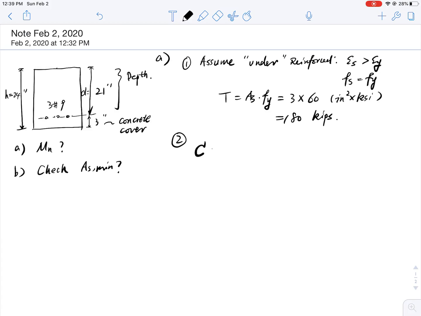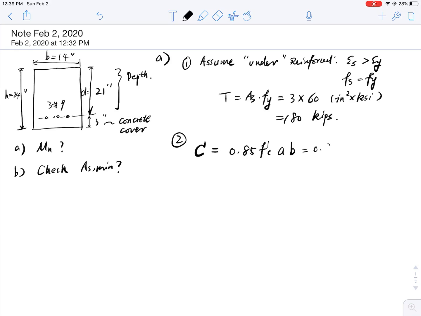Let's use capital C for compression, and this is equal to 0.85 f'c times a times b. Remember, this is the Whitney stress block method. a is the effective compressive zone size, and b is the width of the beam. Don't forget, b is actually 14 inches. So this is the equation.